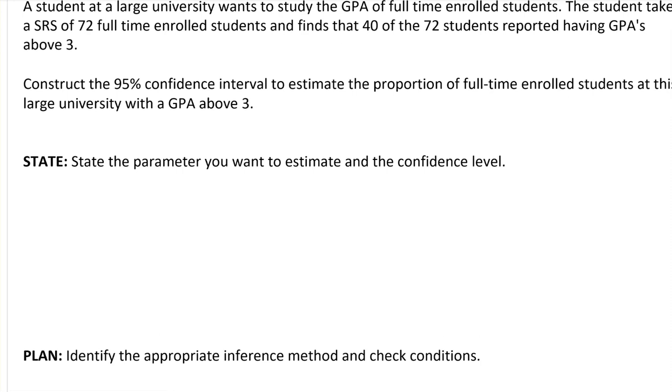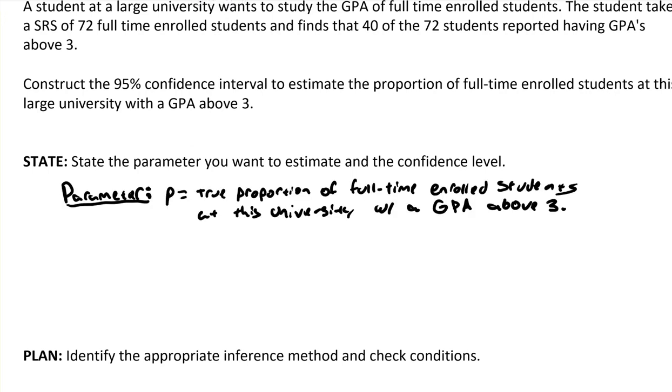So what is the parameter we're looking to find, and what is the confidence level we're interested in? In this problem, and in most of these, they're going to be reasonably straightforward. So what we're interested in is the true proportion of full-time students enrolled at this university with a GPA above 3. That's our parameter we're interested in. We don't know it. And the confidence level is 95%. So this is the state phase. What's our parameter and what's the confidence level?